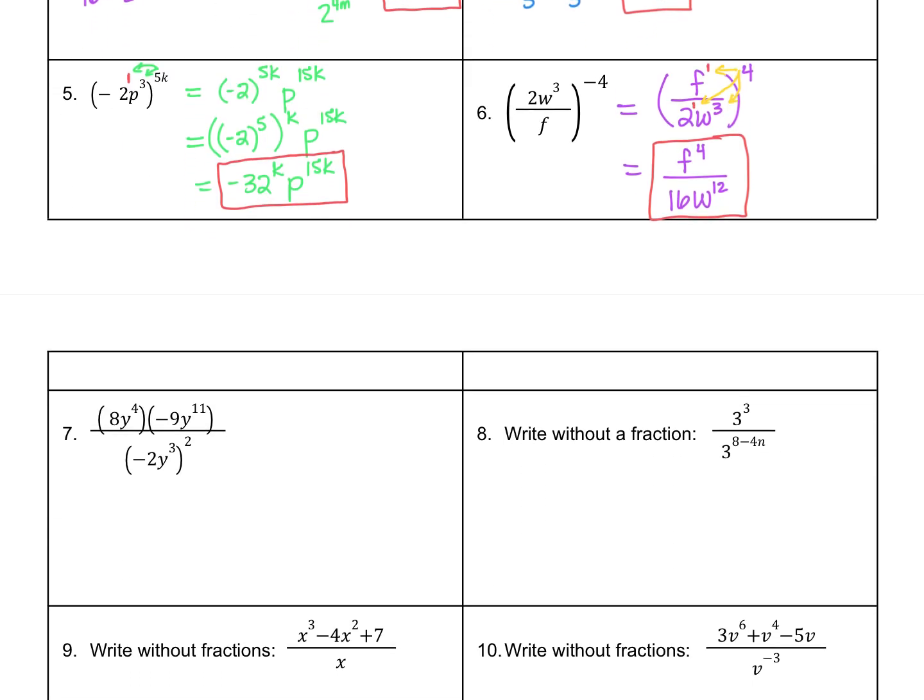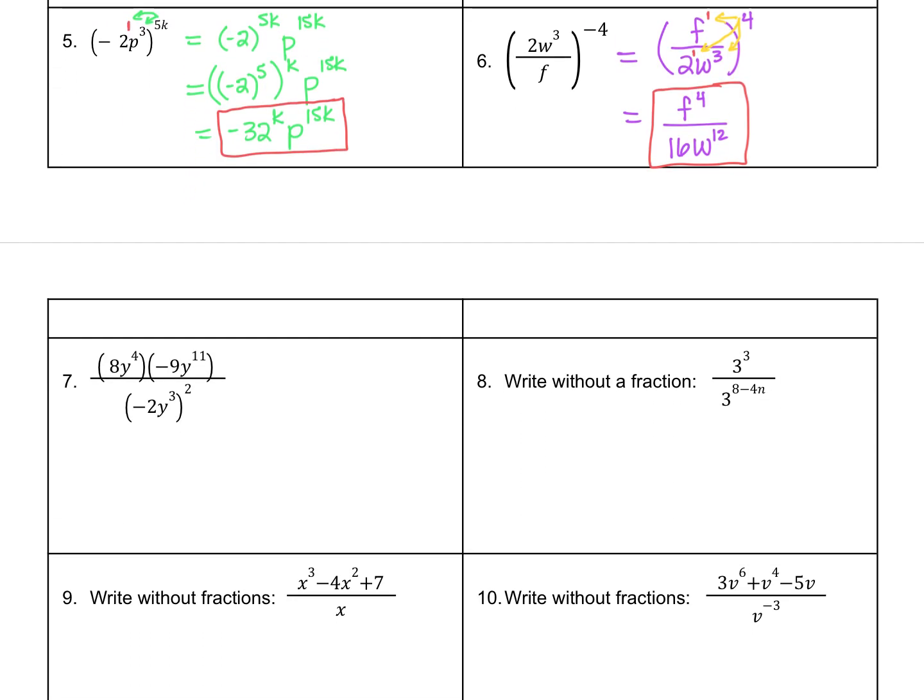Number 7 says we have to simplify the numerator. Anytime we simplify the numerator, we need to do whatever operations it states. So the numerator is being multiplied. When you multiply, you multiply the numbers in front, your coefficients. However, when you multiply like bases, you add the exponents. So 8 times -9 is -72.